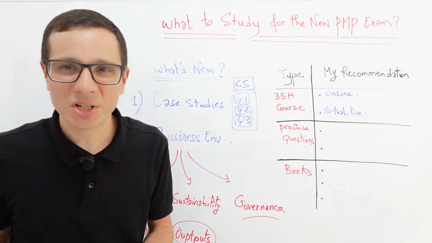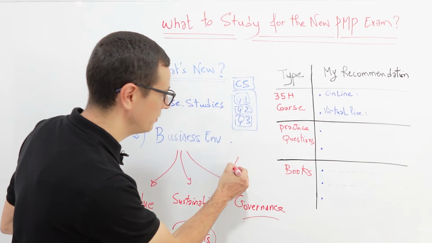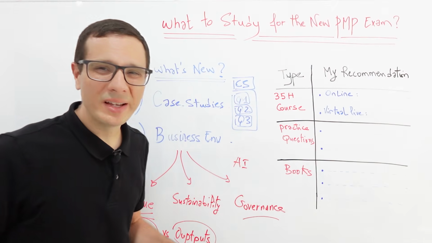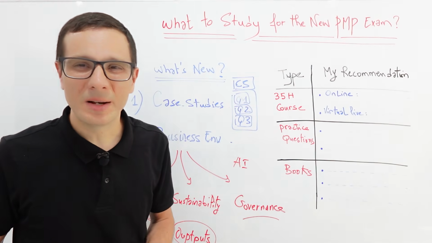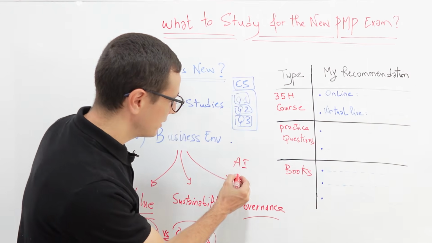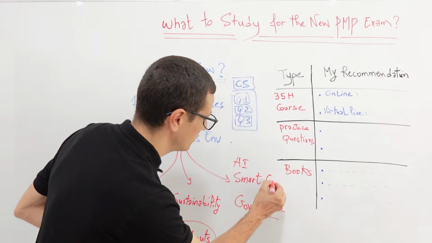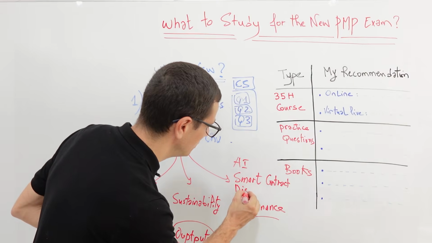There are some other changes like the addition of AI, for example. You might encounter new questions about AI, or there are some new concepts like smart contract or dispute board, etc.